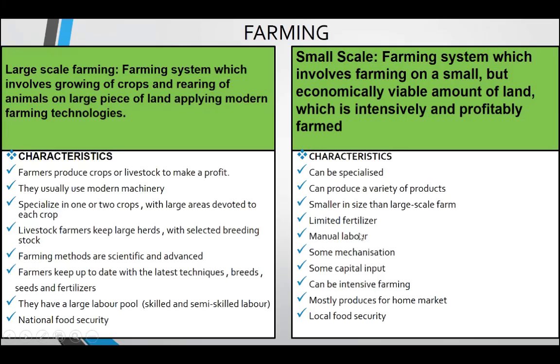Then wars and conflict. When people are at war, there's no production in farms. So once wars take place, which is a political factor, there is not going to be any production of food. And then poor infrastructure: with poor storage of farm products, the farm products will get wasted.